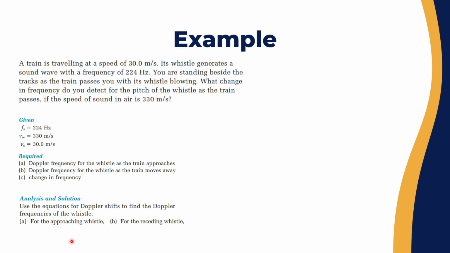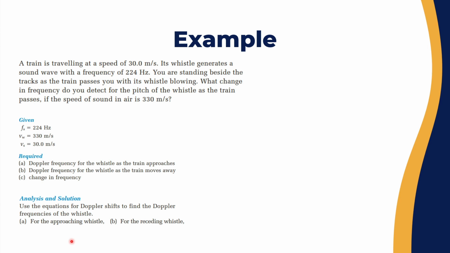Taking an example on the Doppler effect, we have a train traveling at a speed of 30 meters per second. Its whistle generates a sound wave with a frequency of 224 Hz. You're standing beside the track as the train passes you with its whistle blowing. What change in frequency do you detect for the pitch of the whistle as the train passes, if the speed of sound in air is 330 meters per second? So we have Fs, the stationary frequency, 224. We have Vw, the speed of sound in the air, 330 meters per second, and we have Vs, and need to find the Doppler frequency for the whistle as the train approaches.